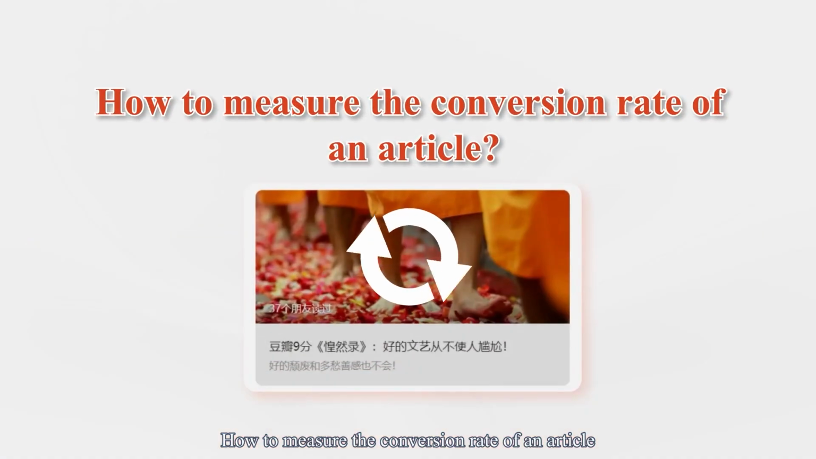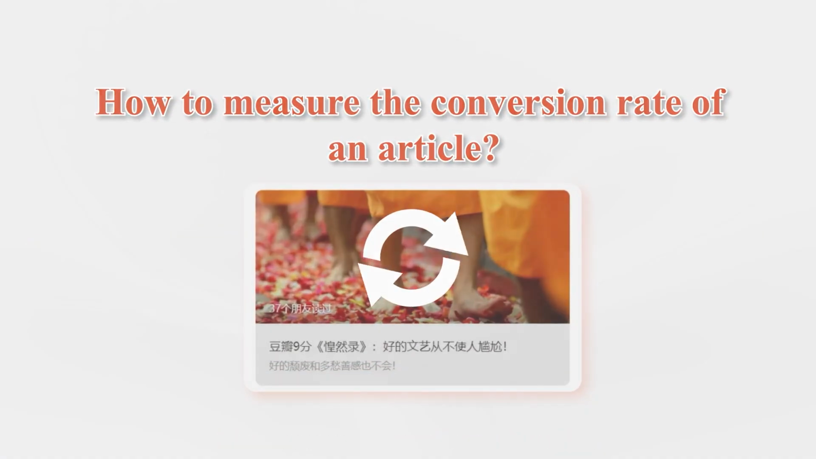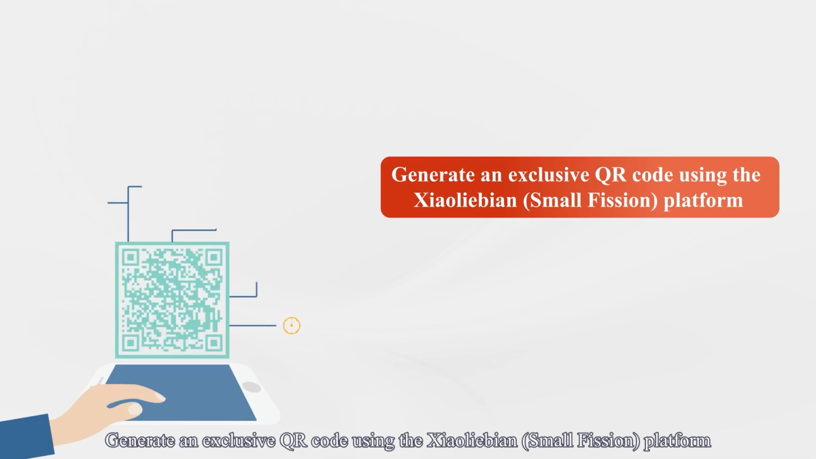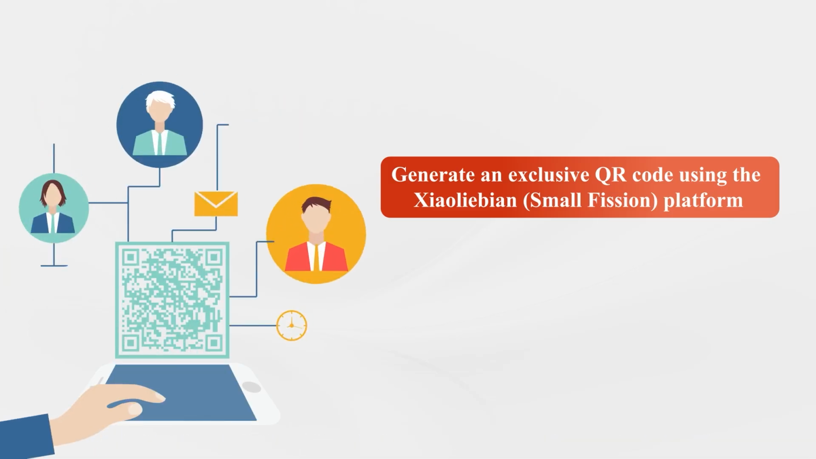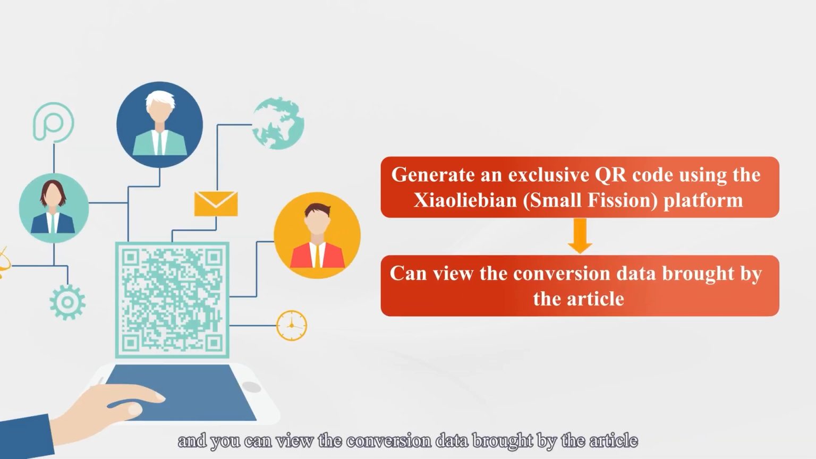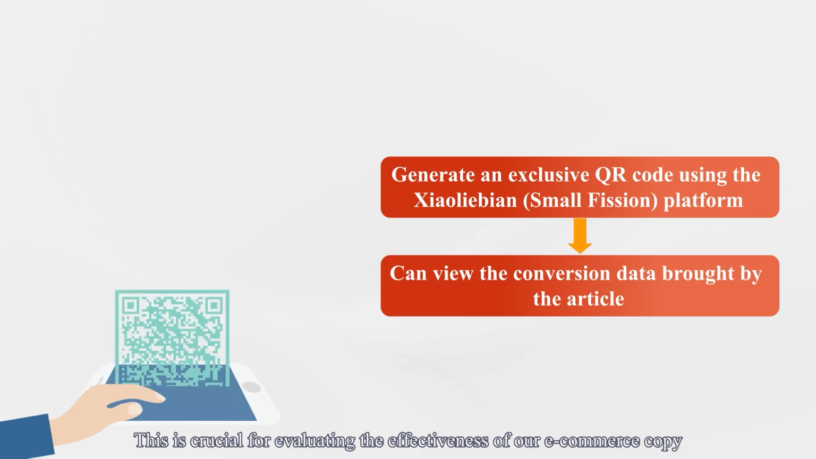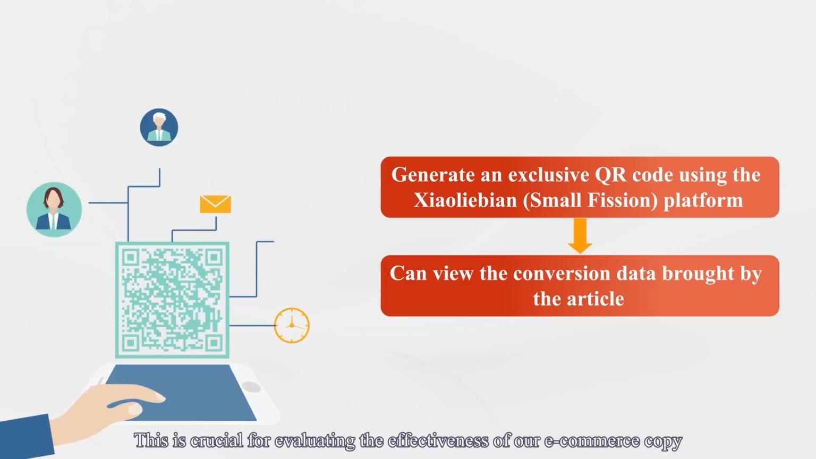How to measure the conversion rate of an article. Generate an exclusive QR code using the Xiaolibian small fishing platform, and you can view the conversion rate brought by the article. This is crucial for evaluating the effectiveness of our e-commerce copy.